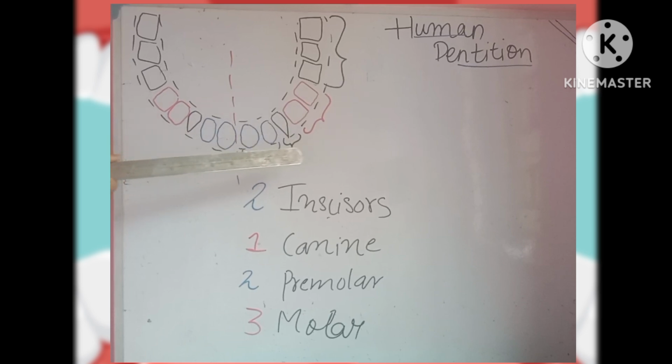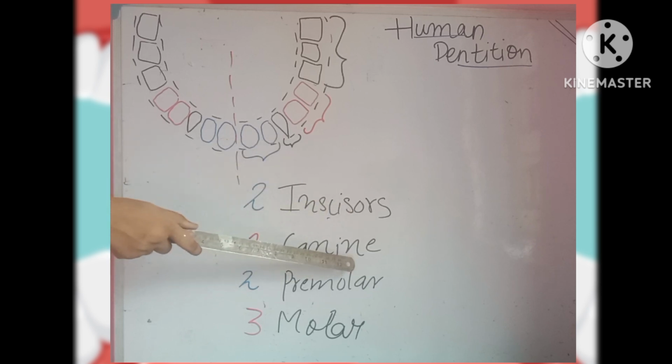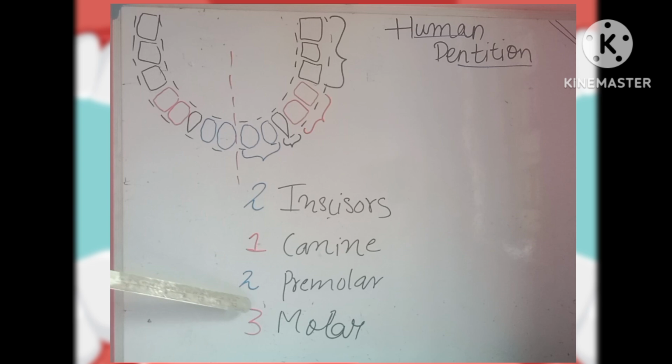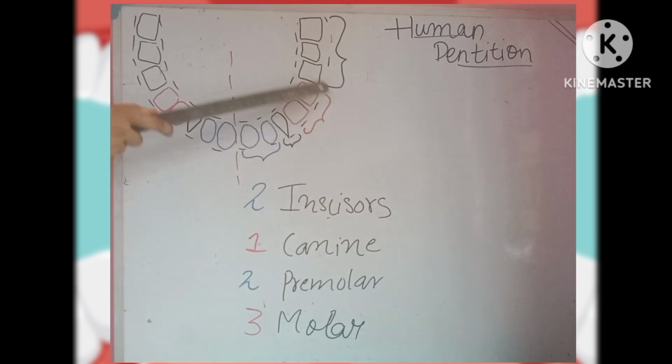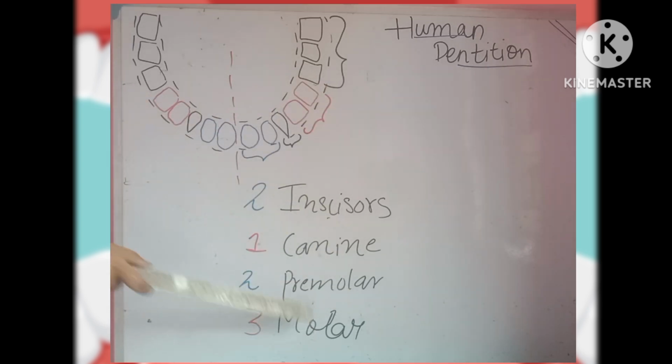Therefore, if we divide one particular jaw into its left and right half, teeth will be arranged in the following pattern in one half of a jaw. First, there will be 2 large incisor teeth at the front, followed by 1 pointed canine tooth, followed by 2 large premolar teeth, followed by 3 large molar teeth at the end. Teeth are arranged in this similar pattern in the left and right half of both maxilla and mandible. 2 incisors, 1 canine, 2 premolar and 3 molar teeth.